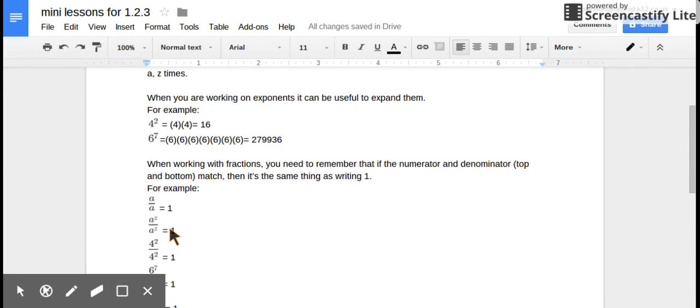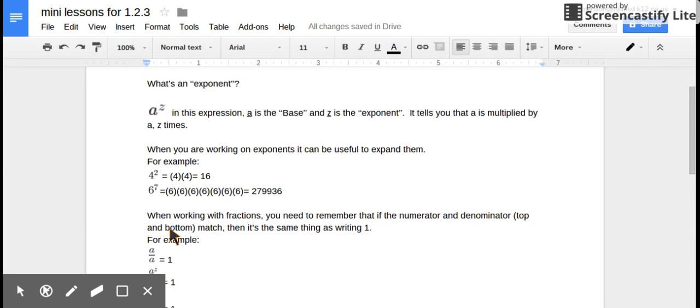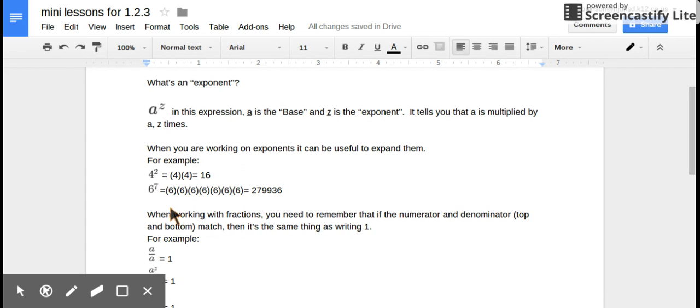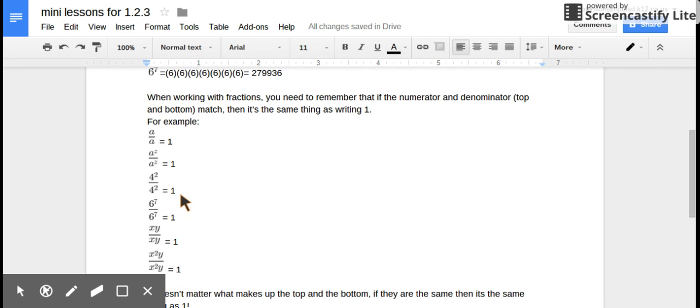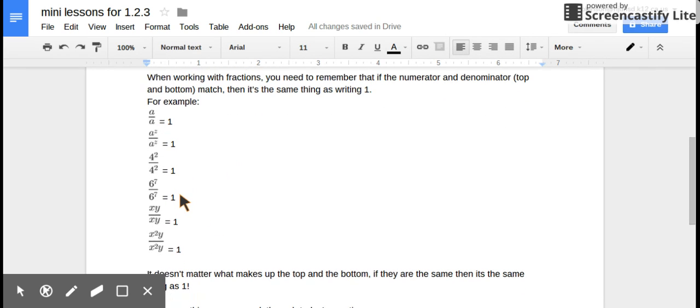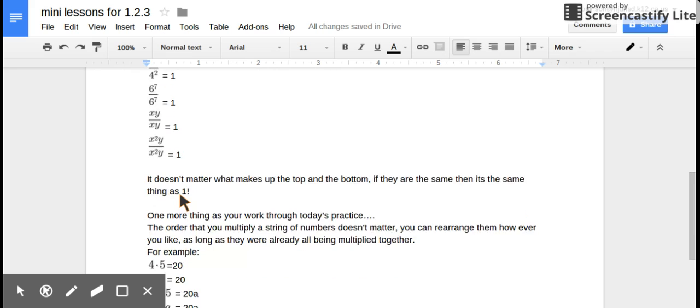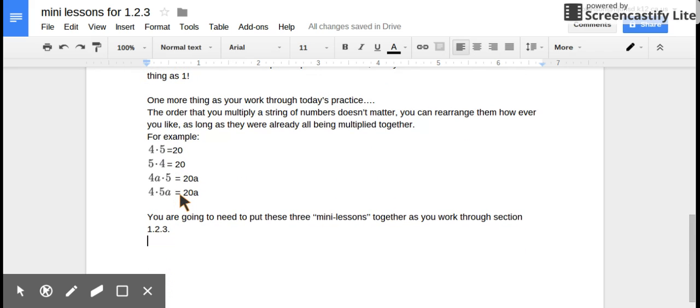So, one more time, when you're working on your exponents, don't forget to expand them, because when you expand them, you're going to be able to build some fractions like these that you can turn into ones. Multiplying by 1 is really easy, it's just itself, okay? And then when you multiply this stuff, don't forget you can rearrange the order however you want. As long as it's a string of numbers that's being multiplied, it doesn't matter the order that you put them in.